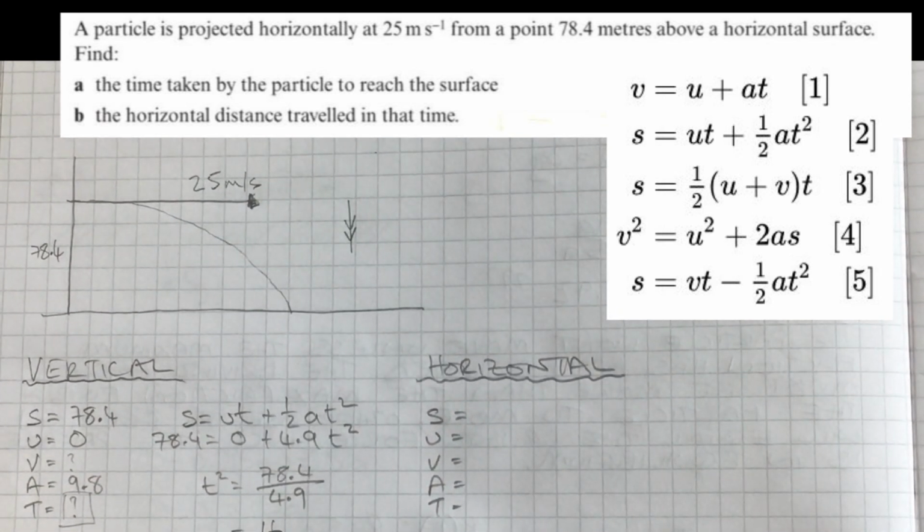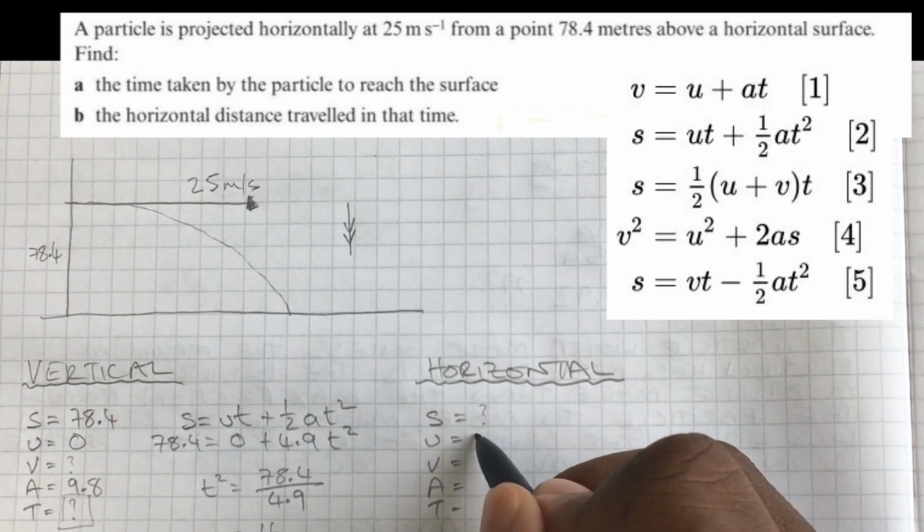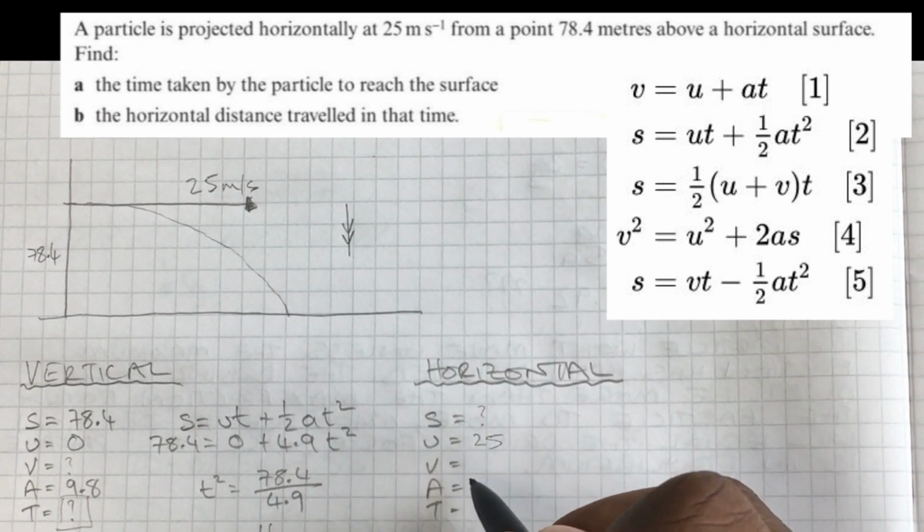Horizontal displacement we're looking for, we don't know what that is. The initial horizontal velocity, 25 meters per second. The final horizontal velocity, now, this is the important part. The acceleration, the change of velocity in the horizontal direction, or for the horizontal component, is actually 0. There is no acceleration horizontally.